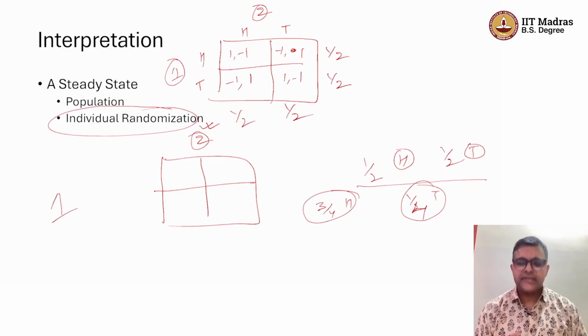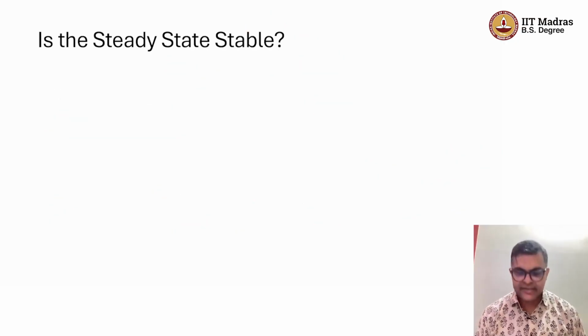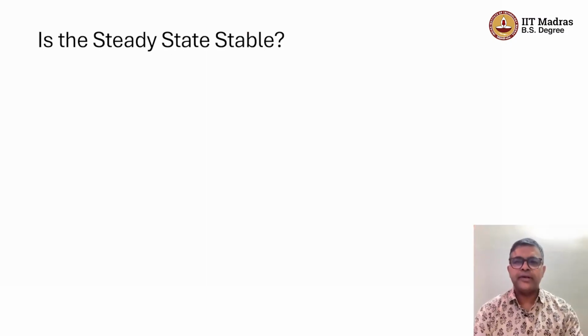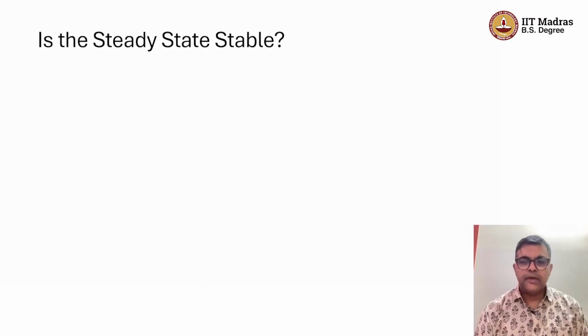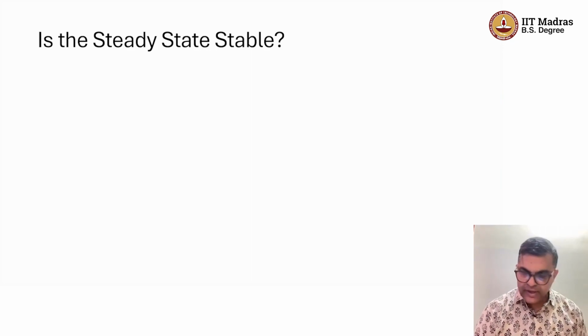This interpretation also begs a question: if it is a steady state, then is it stable? We can check whether it is stable or not. Let us look at it through two examples that we already did. One example is battle of sexes.